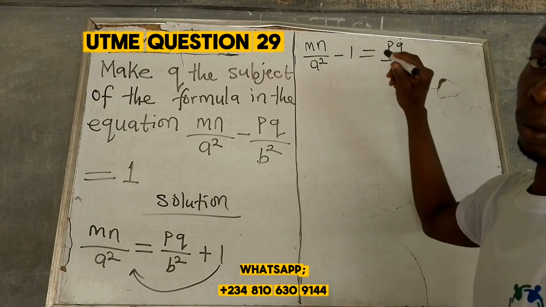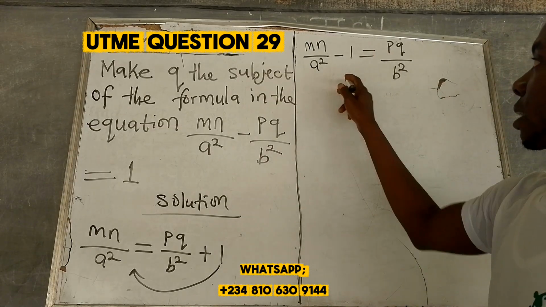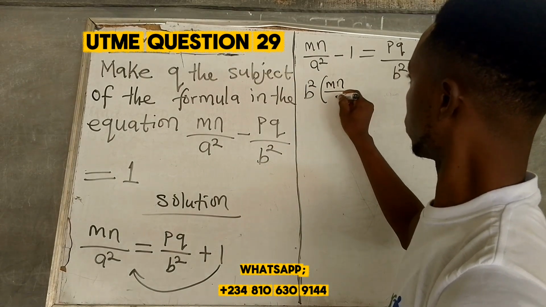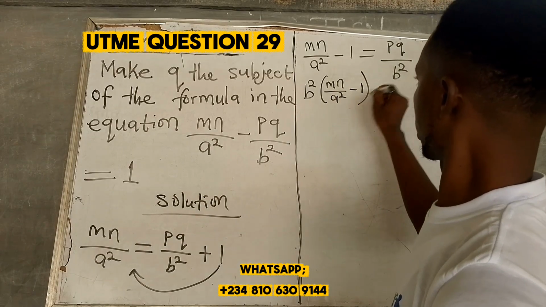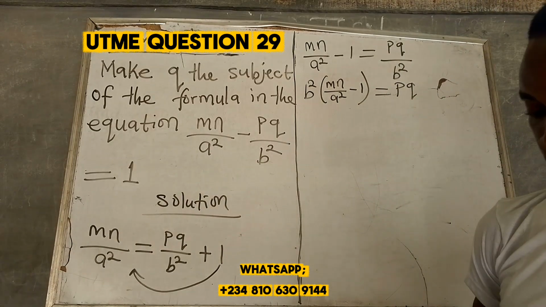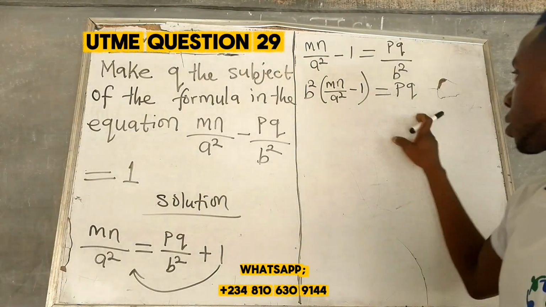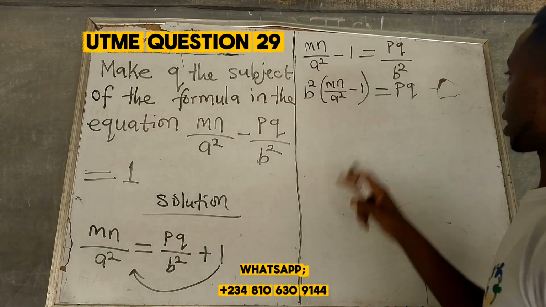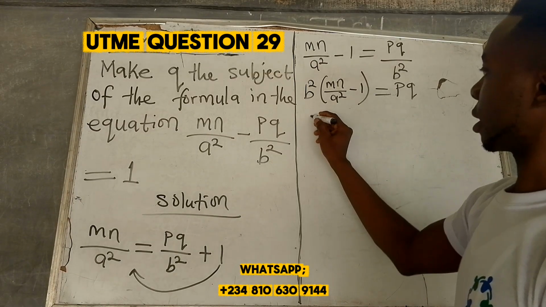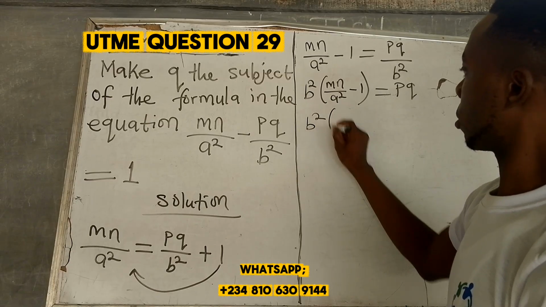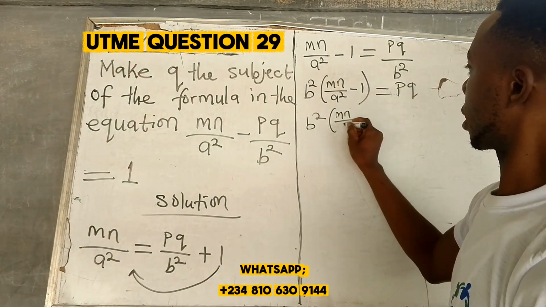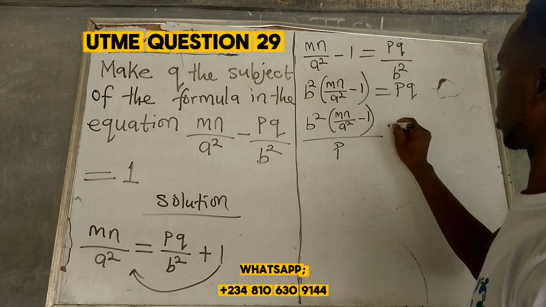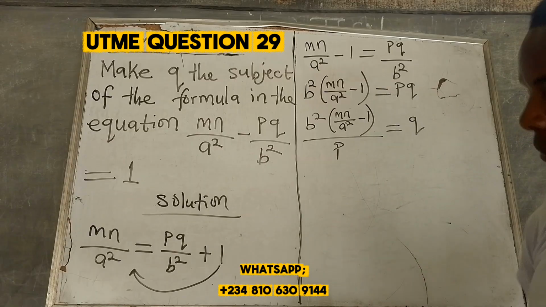If you multiply this side by b square, what will be left is pq. If you multiply this side by b square, you have b square multiplied by mn over a square minus 1 equal to pq. Now, the next thing to do to make q the subject of formula is to divide both sides by p. Now, if you divide both sides by p, what you have here will be b square, open bracket, mn over a square minus 1, close bracket, all over p, right, equal to q.